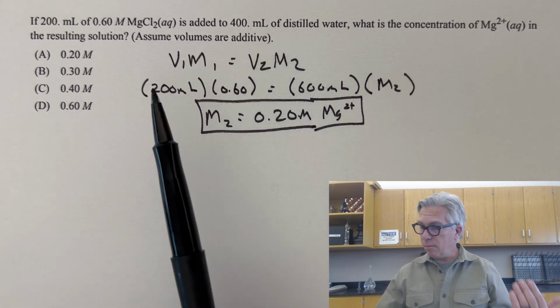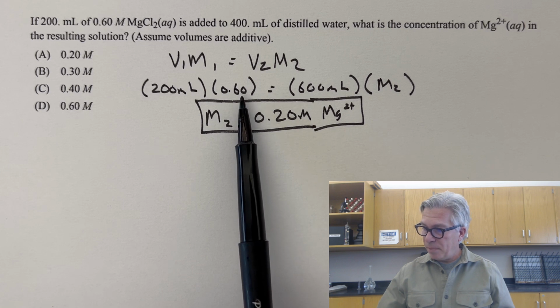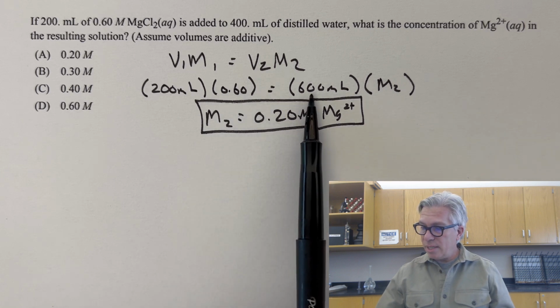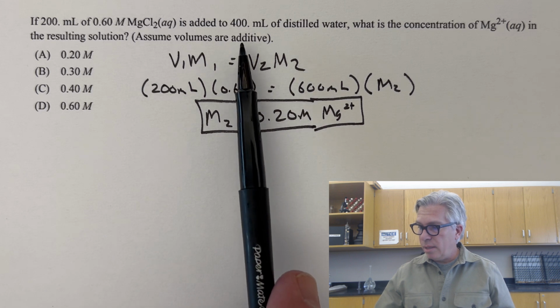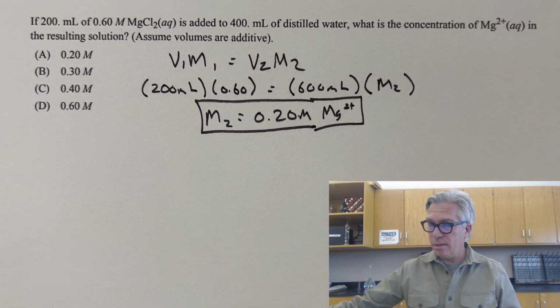So here we go. We're going to plug in 200 milliliters, 0.60 moles per liter, equals a new volume of 600 milliliters because we added 400. And the new molarity is going to be 0.2 moles per liter magnesium.